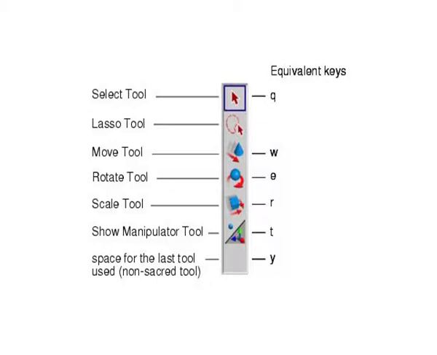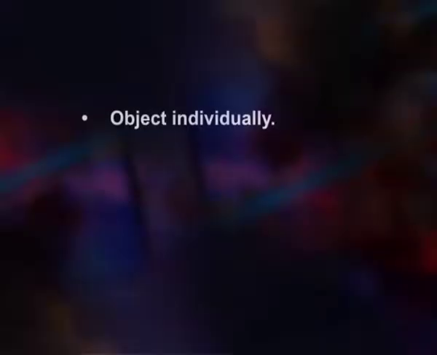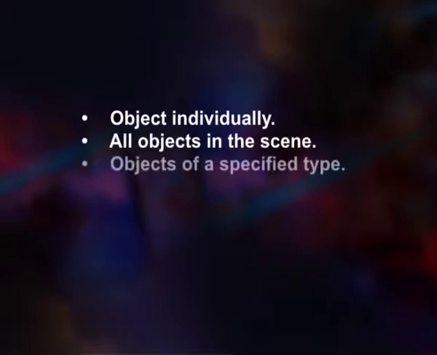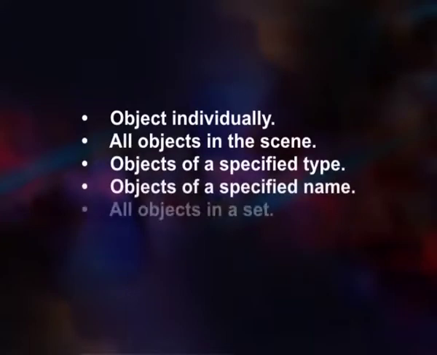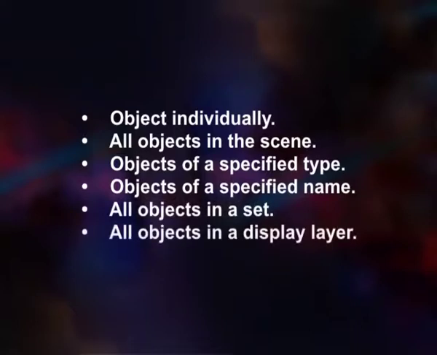In order to manipulate an object's transform, the basic tools required from the toolbox are the select tool, with the lasso serving a similar purpose, the move tool for changing the position of the object, the rotate tool for changing the orientation of the object, and the scale tool for changing the scale of the object. Maya provides many ways to select objects. You can select objects individually, all objects in the scene, all objects of a specified type, objects of a specified name, all objects in a set, or all objects in a display layer.